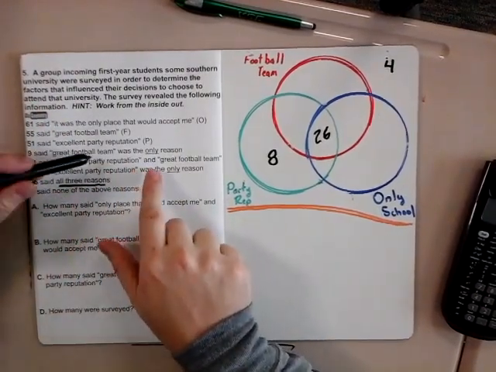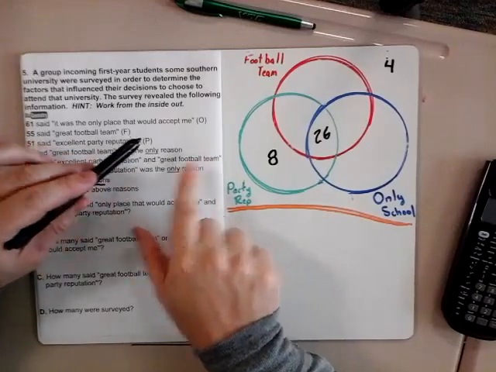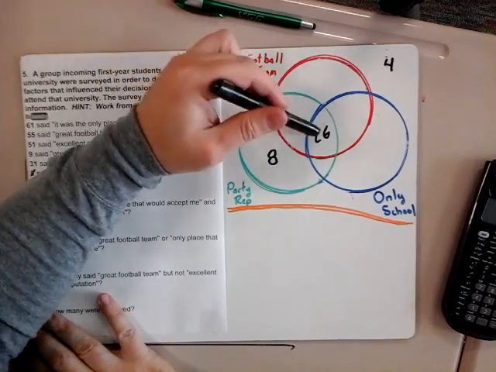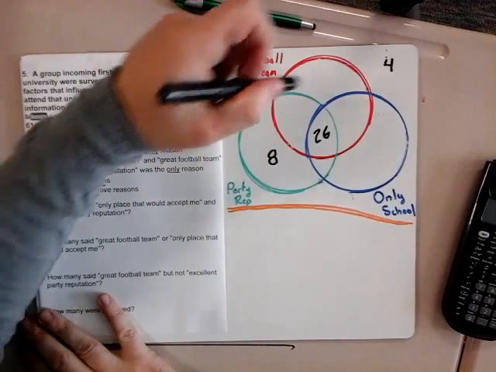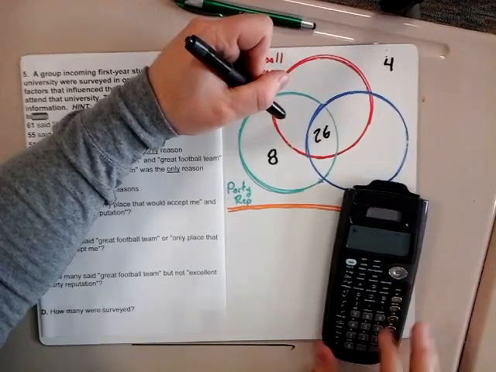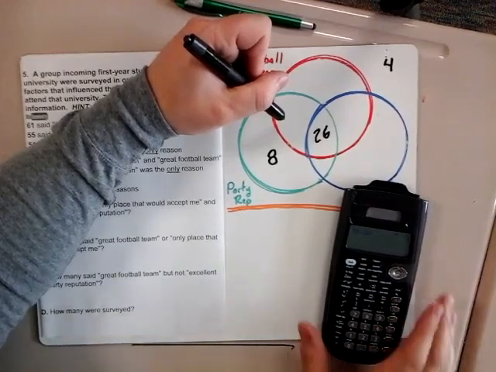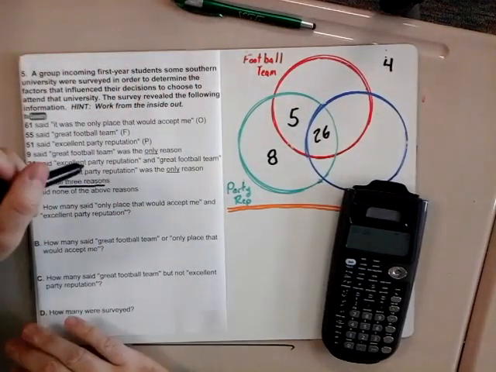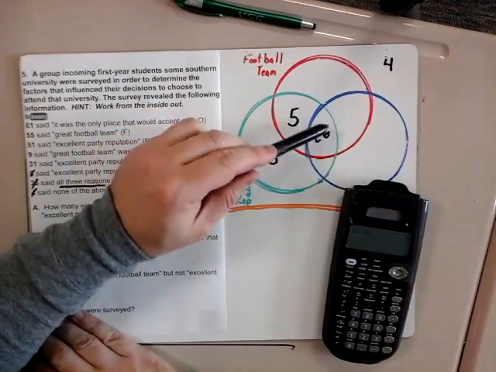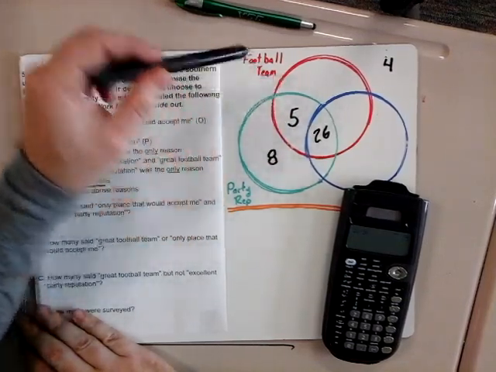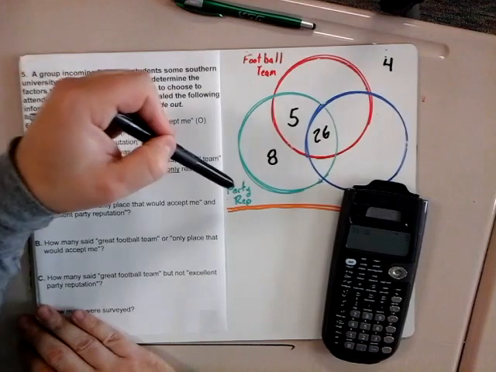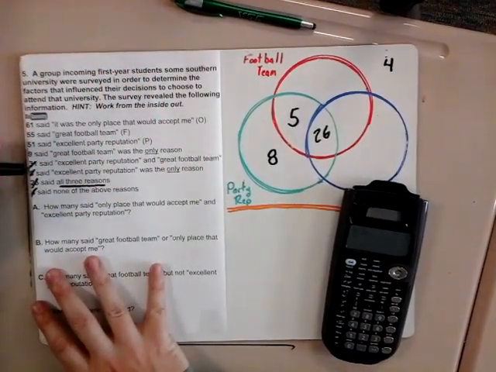31 said that excellent party reputation and a great football team. So that's this intersection here. But if you notice, I already have 26 here. So I have to subtract 26 from 31 to get this number. And I get 5. Or if we say 5 plus 26, that's 31 kids that went to this school to check out the football team and the parties. Now, that's done.